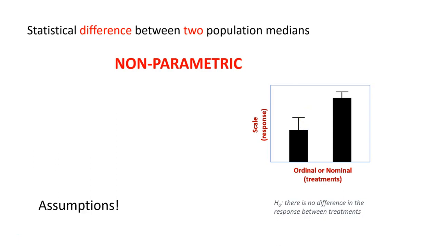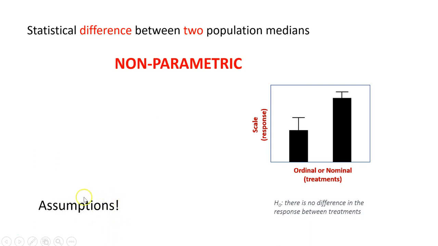And this will be very familiar to you because it's basically the same as a two-sample t-test, except this is the non-parametric version. And it tests the statistical difference between two population medians rather than means. So remember, medians are tested when you use your non-parametric tests.